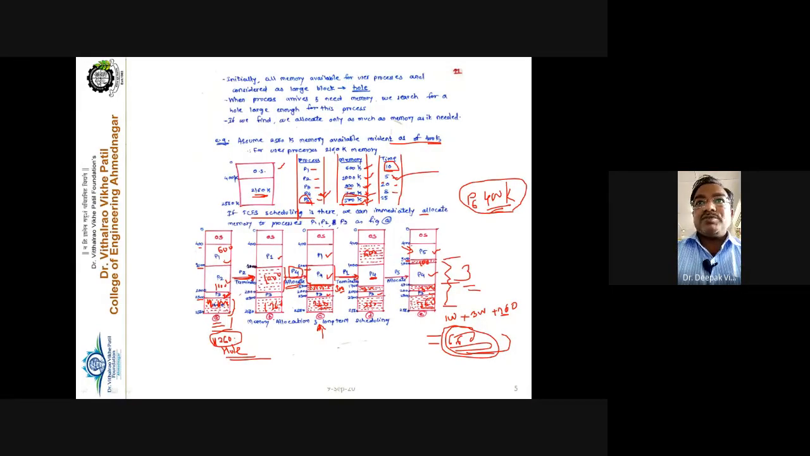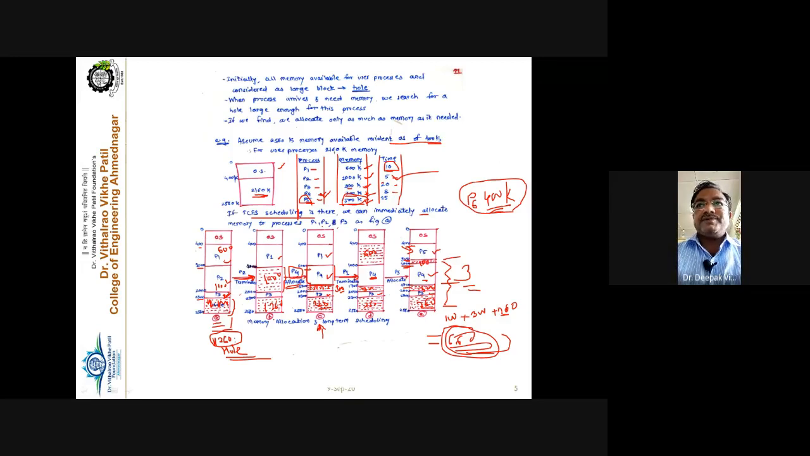Because you are giving their addresses. 400 is the base address for the P5 process, and its limit is, say for example, 500. 1000 is the base address for the P4 process, and its limit is 700. So base address and limit are given for each process. You cannot combine all holes together, and you cannot shift all the processes to one side and holes to the other side. This is not possible, right?